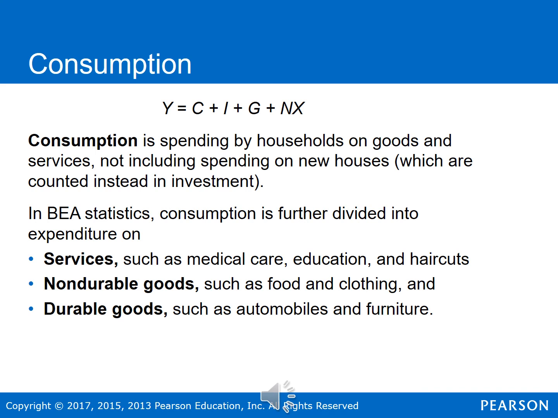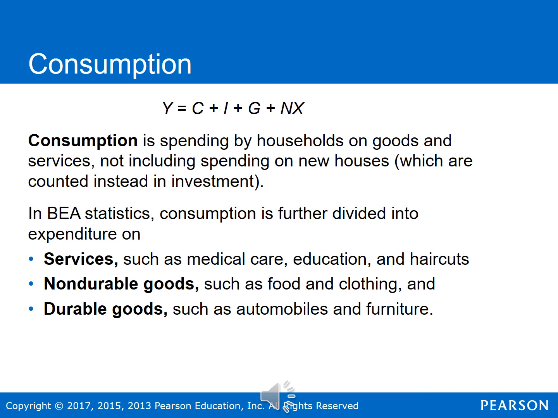Now the first component, consumption, is spending by households on goods and services. And this is not including spending on new houses, which we're going to count as investment later on. So in the Bureau of Economic Analysis statistics, consumption is divided into 3 different types of expenditures. The first is expenditures on services. So these are things that people actually provide you, like medical care, education, haircuts, not physical products.